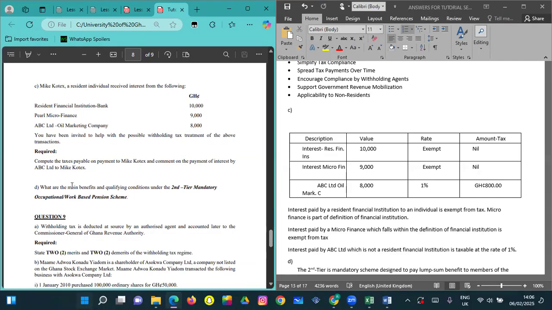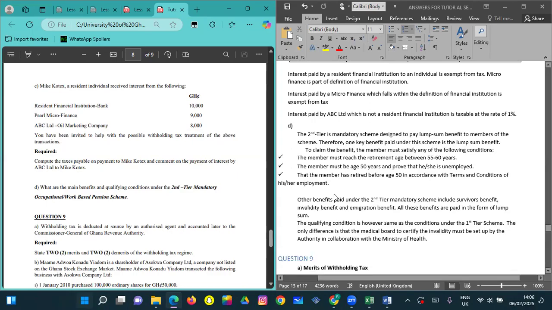Now D, what are the main benefits and qualifying conditions under the second tier mandatory? So this is it here. You can read through.